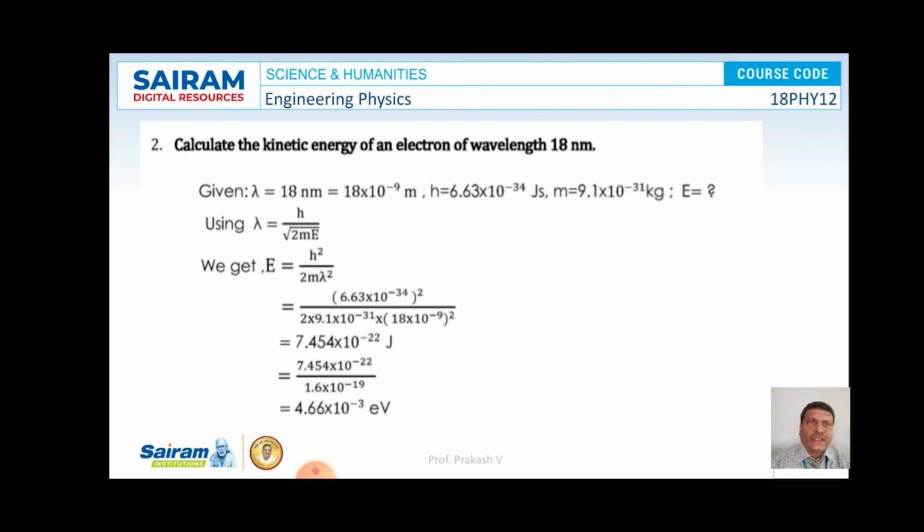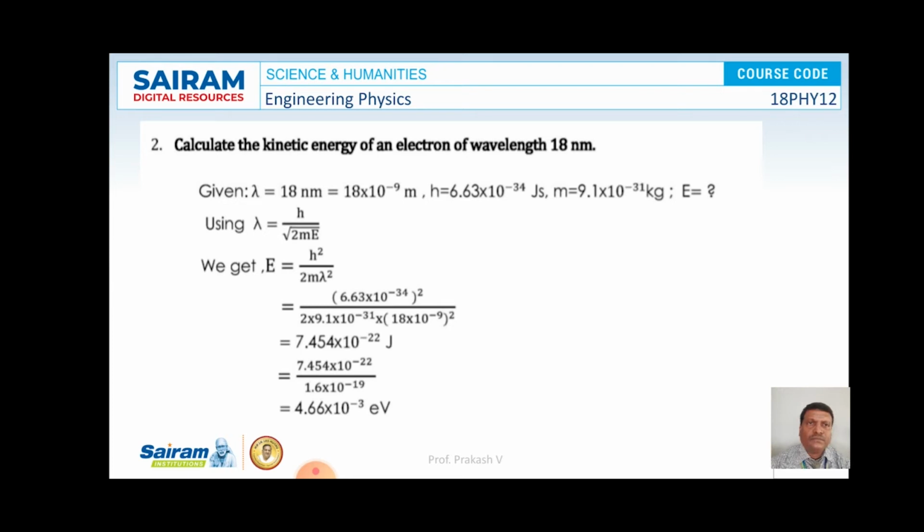Calculate the kinetic energy of an electron of wavelength 18 nanometer. Here the lambda is given as 18 nanometer. h is 6.63 into 10 to the power minus 34 joule second. m is 9.1 into 10 to the power minus 31 kg. So we know that lambda is equal to h by square root of 2mE, and we know that E is equal to h square by 2m lambda square.